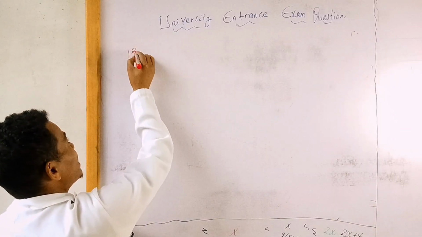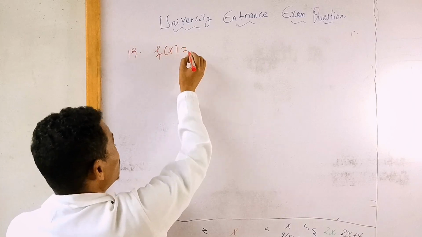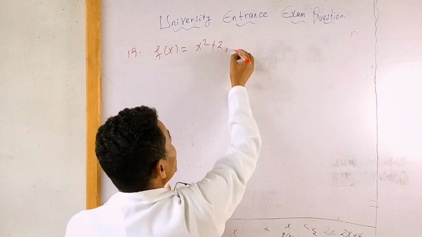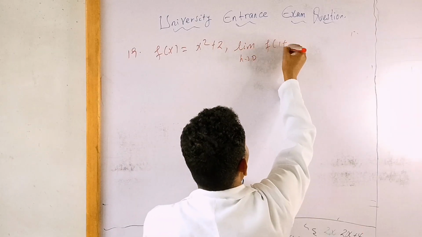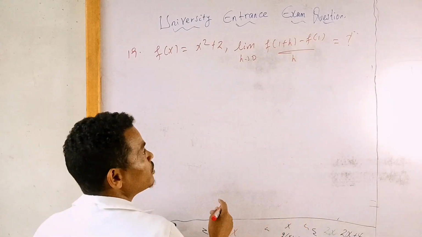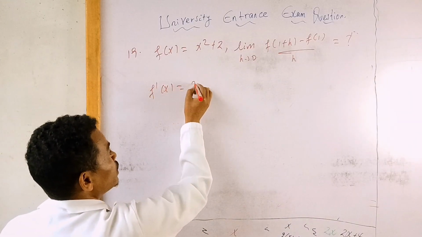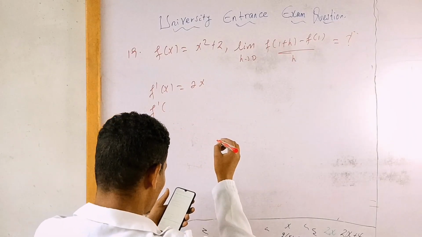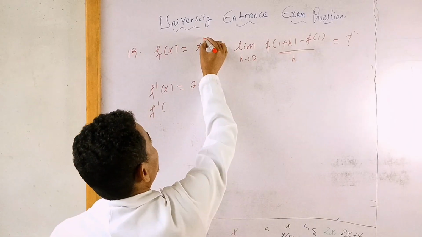Question number 19, if f of x is equal to x to the power of 5 plus 2 ከሆነ then limit h approach to 0 f of 1 plus h minus f of 1 over h is equal to ስንት ይሆናል? እንደዚህ ከሆነ ምንድን ነው የሚሆነው? f derivative at 1 ማለት ነው። መጀመሪያ f derivative at x እንፈልጋለን። f of x is x to the power of 5 plus 2.